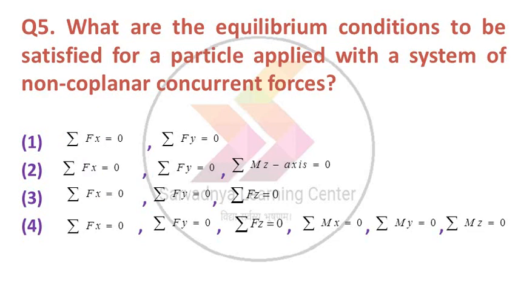Next question. What are the equilibrium conditions to be satisfied for a particle applied with the system of non-coplanar concurrent forces? Option 1, summation of Fx is equal to 0 and Fy is equal to 0; option 2, summation of Fx is equal to 0, summation of Fy is equal to 0, summation of moment about z axis is equal to 0; option 3, summation Fx is equal to 0, summation Fy is equal to 0, summation Fz is equal to 0; option 4, summation Fx is equal to 0, Fy is equal to 0, Fz is equal to 0 and moment about x axis is equal to 0, y axis is equal to 0 and z axis is also equal to 0. The correct answer is option number 4.